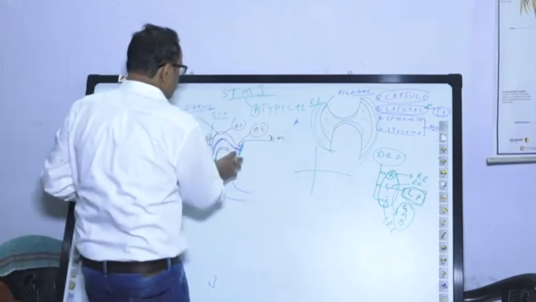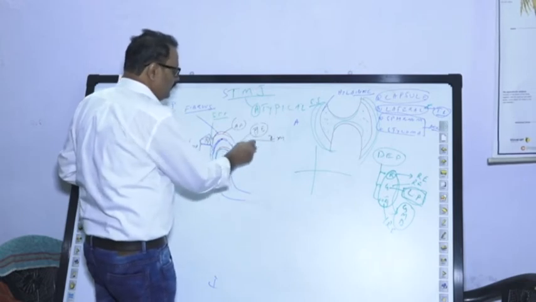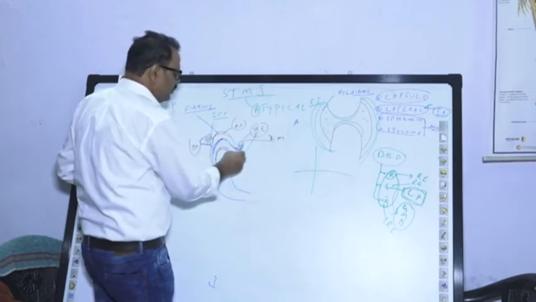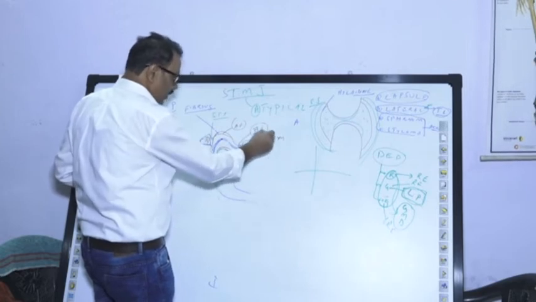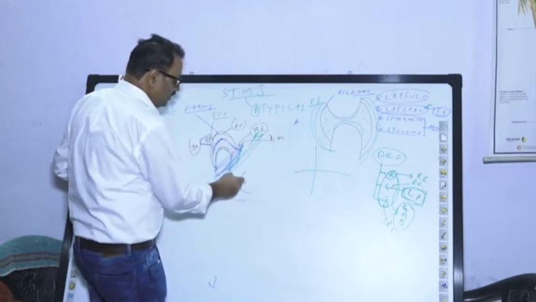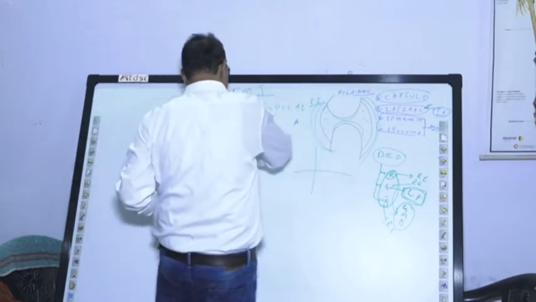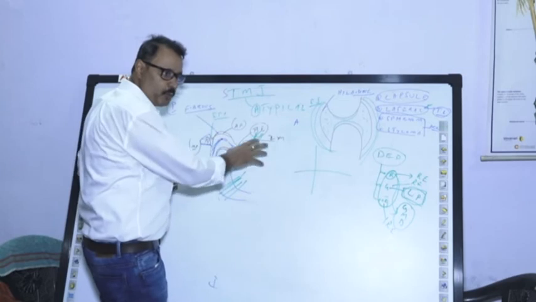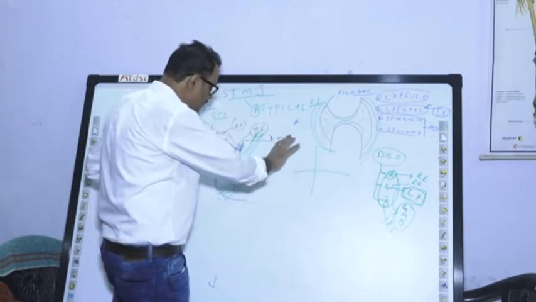Now one is the protraction. What is pulling forward? Which muscle is in front? Here you have the lateral pterygoid muscle over here. You have the medial pterygoid at this end. This will pull like this. The protraction part will be done by the medial pterygoid and the lateral pterygoid muscle.